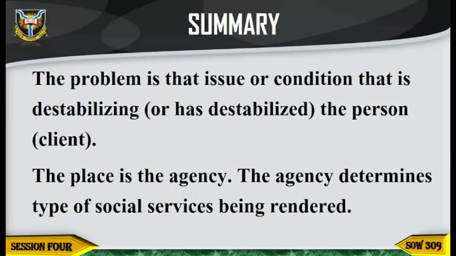The place is the agency. The agency determines the type of social services being rendered. The agency with health as its focus will render services that are health related. Likewise, a family welfare agency will work with families on issues affecting the family, such as child welfare, separation, lack of care of the children by parent or parents, etc. This is what is called agency function.